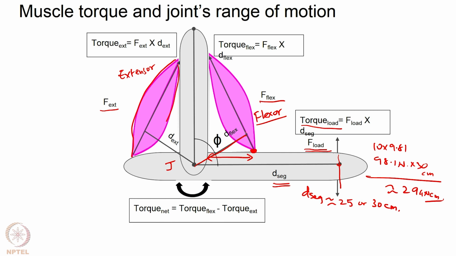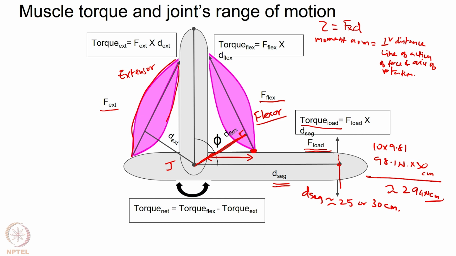What is the difference? Essentially the torque is the product of the force and the moment arm. What is the moment arm? The moment arm is the shortest perpendicular distance between the line of action of force and the axis of rotation. So, essentially this means that is what we care about.